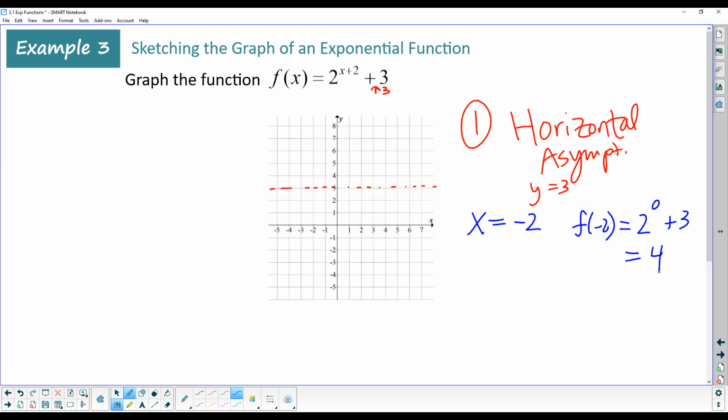So -2, 4. And then just pick another number. Maybe let's pick, well, that's not going to fit on our graph. Let's pick 0. That's a good number. I like 0. F of 0 is 2 squared plus 3, which is 7. Once you have 2 points, you can sketch it.